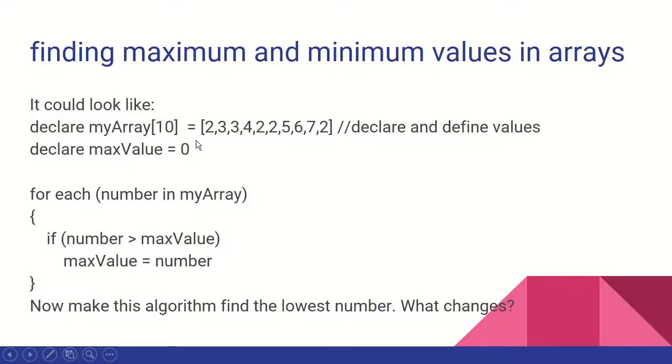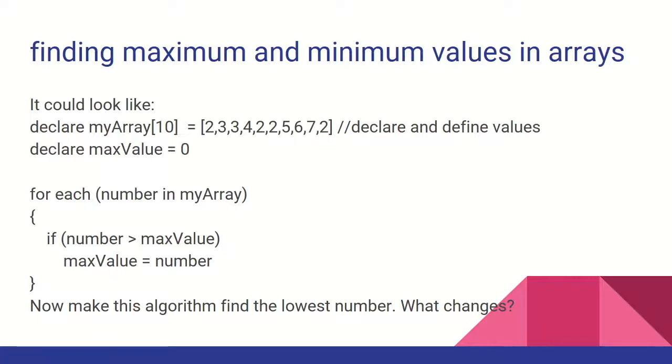so is 2 greater than 0? Yes, max value equals 2. Is 3 greater than 2? Yes, then max value becomes 3. Is 3 greater than 3? No, it's equal to. So therefore max value stays at 3. Is 4 greater than 3? Yes, max value becomes 4. Is 2 greater than 4? No. Is 5 greater than 4? Yes. 6, 7, yes. 2, no. And therefore we can find the maximum value in the array.